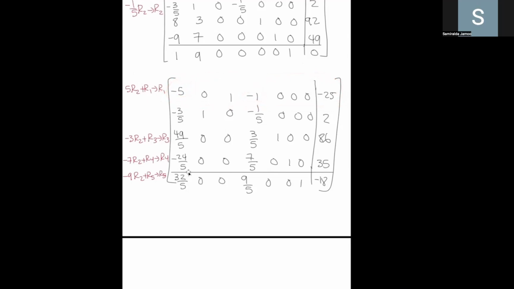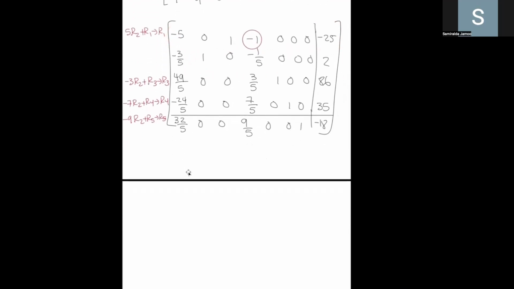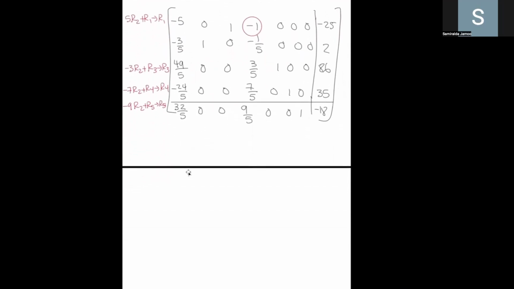It's easier to pivot that negative 1 initially than it would be to divide by 1 over 5. It doesn't matter which one you choose. You're going to get to the same solution in the end. It's just that which one do you prefer to choose? Right, so multiplying that entire row by negative 1, row 1, put it in row 1. Now we get positive 5, 0, negative 1, 1, 0, 0, positive 25.